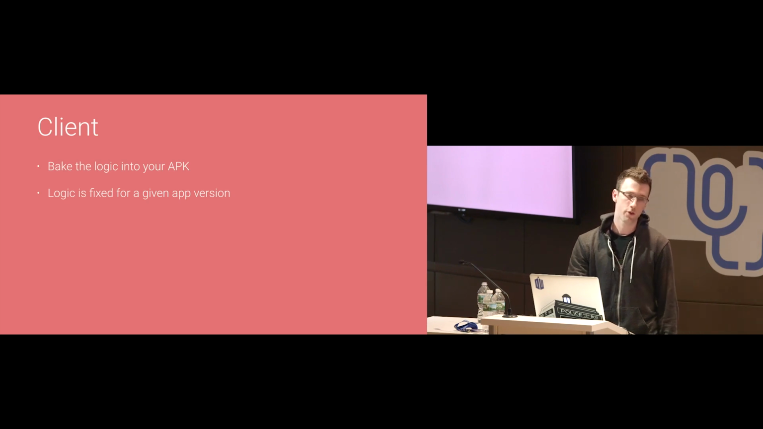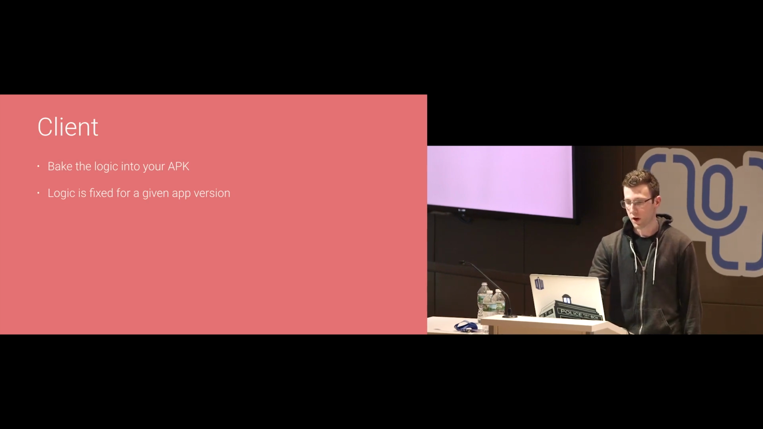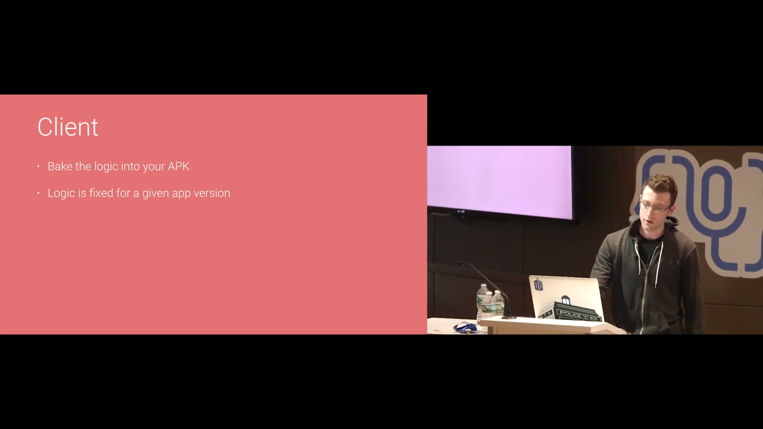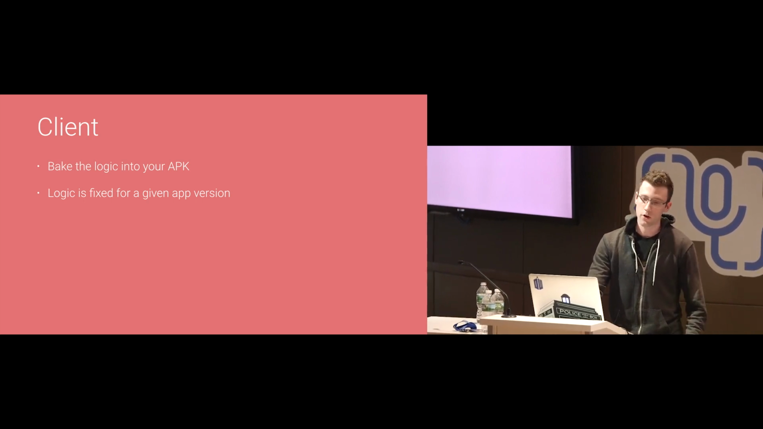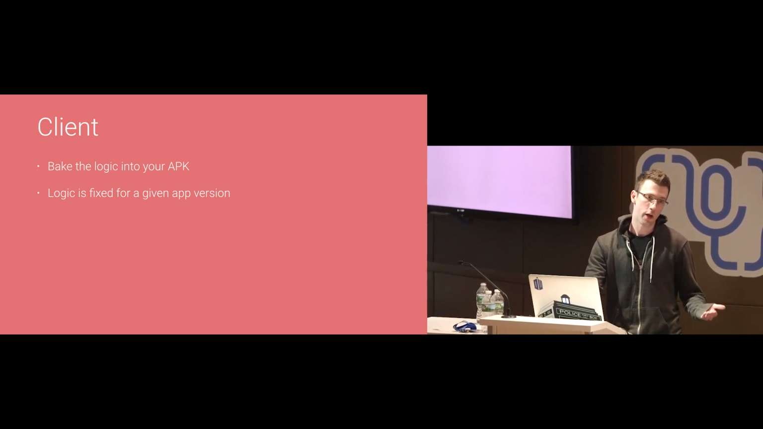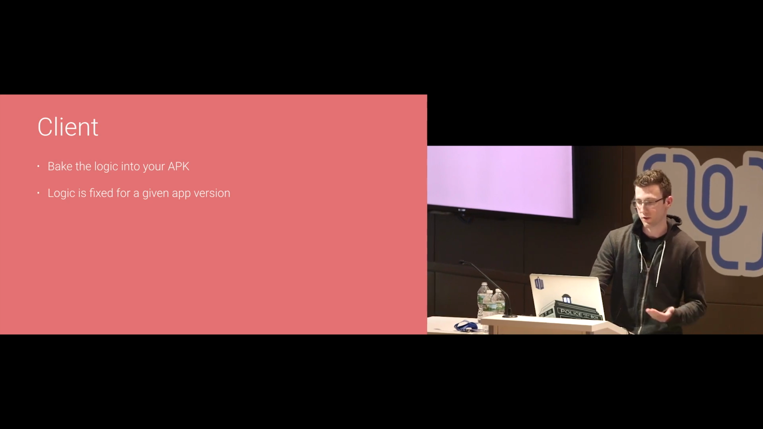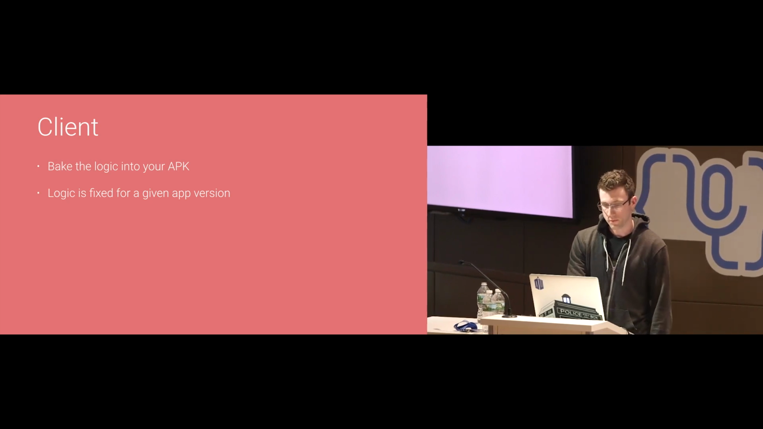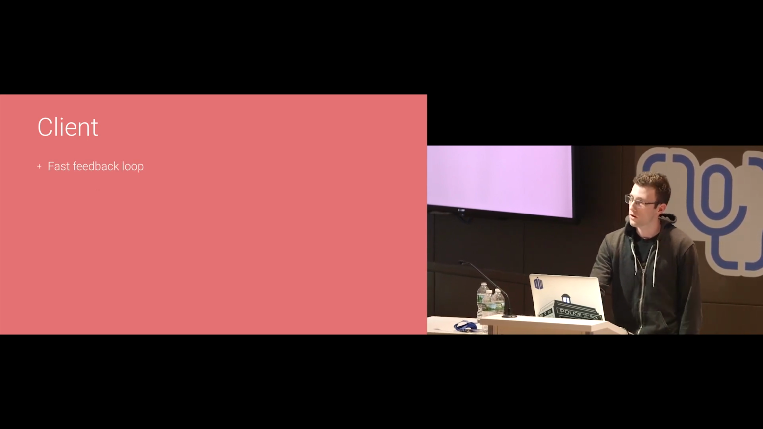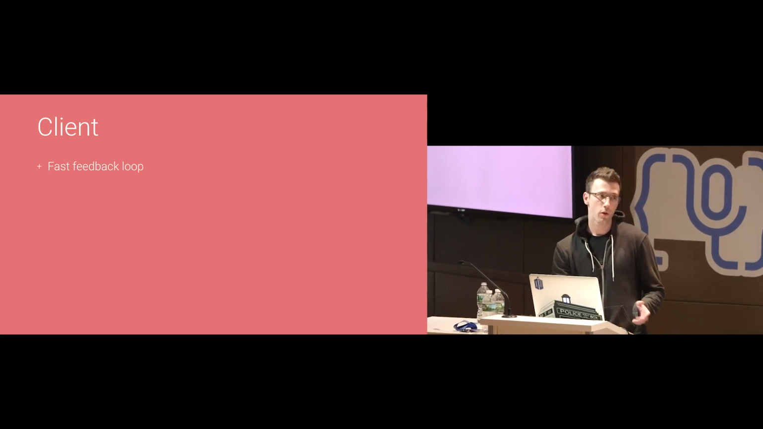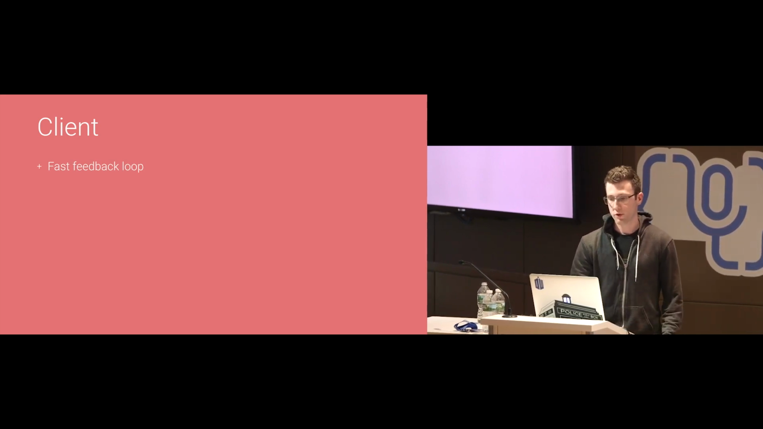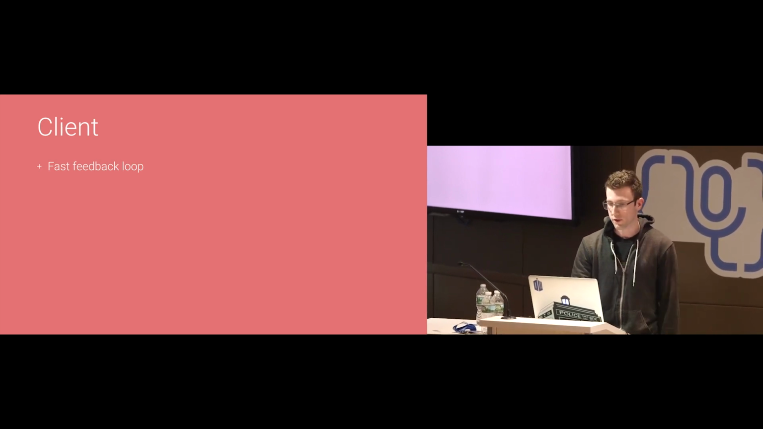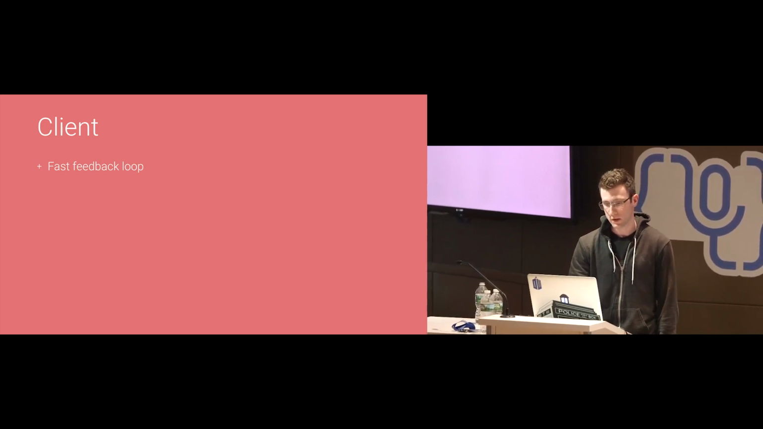For this, you bake the logic into your APK, and the logic is fixed for a given app version. So for my example before of username validation, the client is hard-coded to check whether the username is greater or equal to 4 characters, less than or equal to 20 characters. Let's look at the pros and cons of this approach. You get a fast feedback loop. The logic is executed locally on the client. So you're able to, while typing, update the status of buttons on the screen or change the color of text to show that it's valid or not.